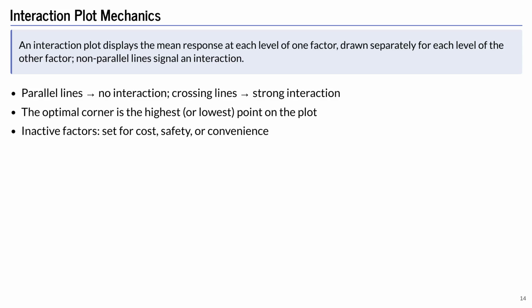An interaction plot works as follows. You put one factor on the horizontal axis, say temperature, and you draw one line for each level of the other factor.